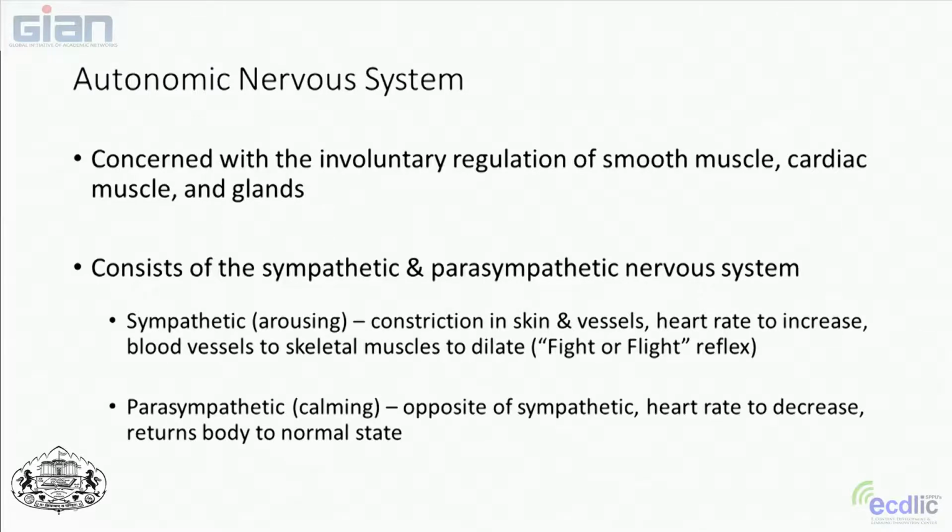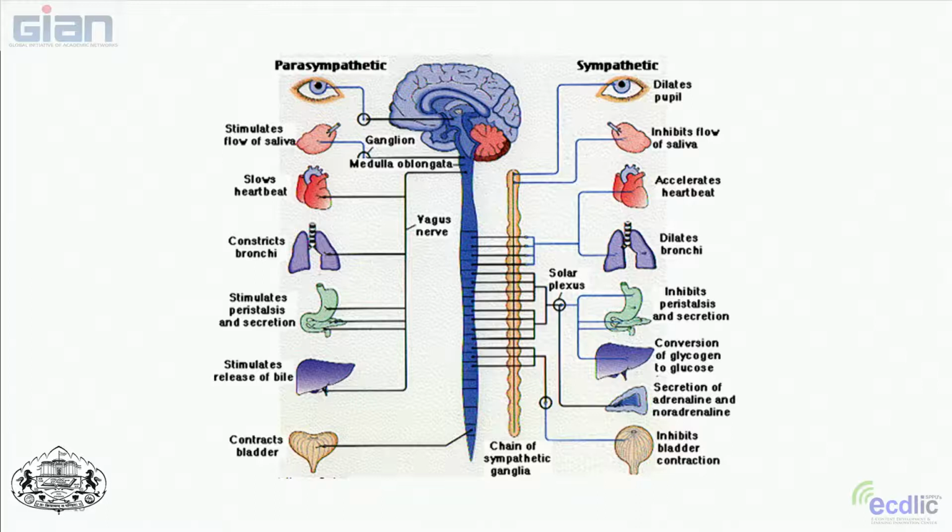The parasympathetic is basically the calming part of the autonomic nervous system. So this is the opposite of the sympathetic. So when we're relaxed, the parasympathetic nervous system kicks in. It allows the heart rate to decrease, and it allows the body to return to sort of a normal, calm state. So these are two of the different ways that the sympathetic and parasympathetic nervous systems work.